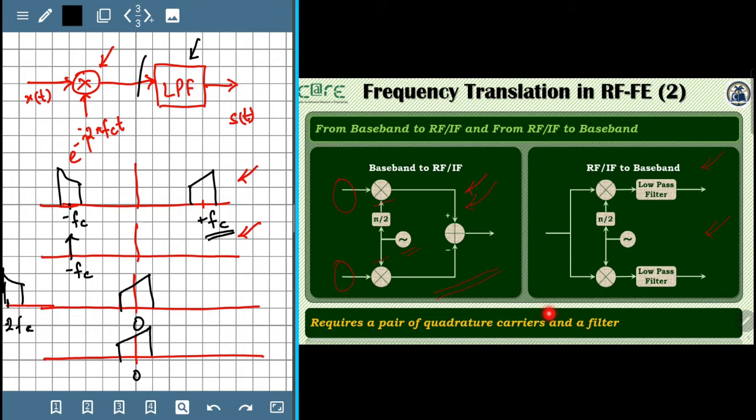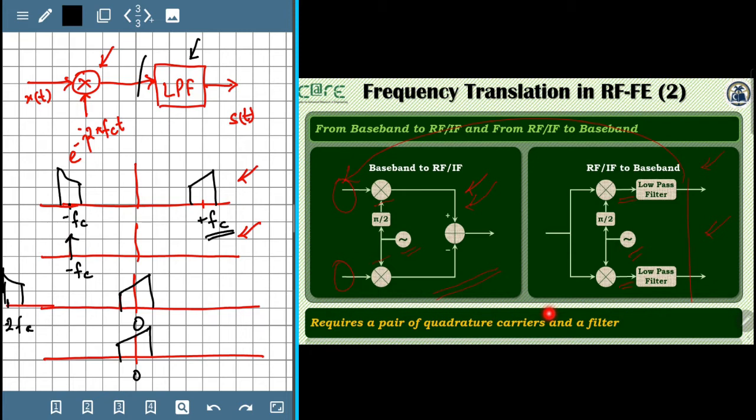The signal that we get is being multiplied with two quadrature carriers. The signal e power minus j 2 pi fct is being realized with the help of the local oscillator by introducing a phase shift of pi by 2 in one of the branches. The two signals are then multiplied in both the branches to produce the real and the imaginary part. The low pass filter then removes the component at twice the carrier frequency, and the result that we get at the output is basically the same complex baseband signal that we had here.